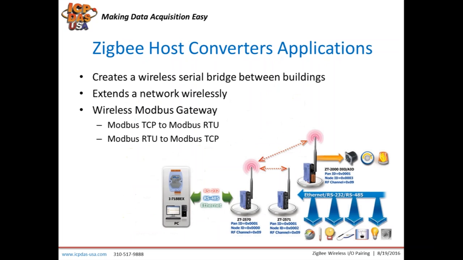Our Zigbee host converters have been used in many applications worldwide, including creating wireless bridges between serial data between buildings, extending networks wirelessly, and we also have a wireless Modbus gateway feature built into our Zigbee modules, in which data can be converted from Modbus TCP to Modbus RTU, or from Modbus RTU to Modbus TCP.